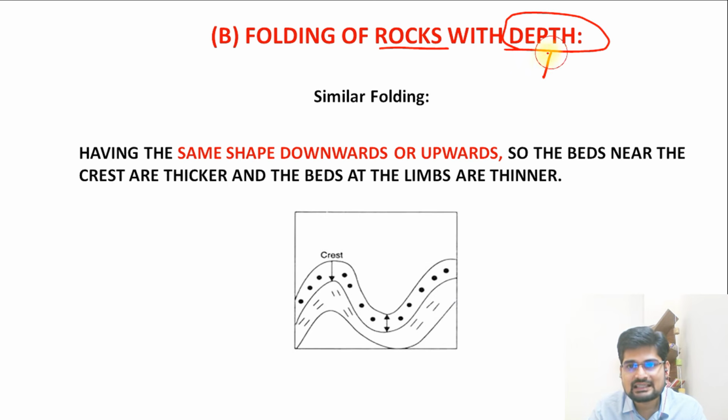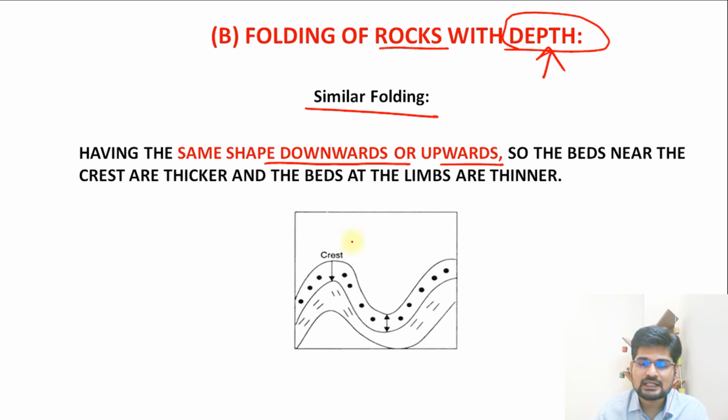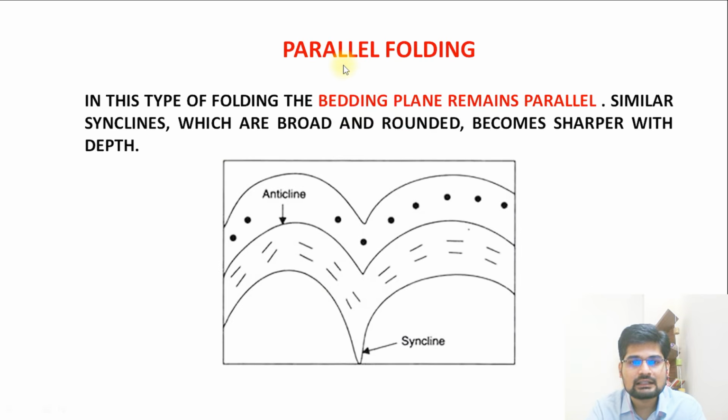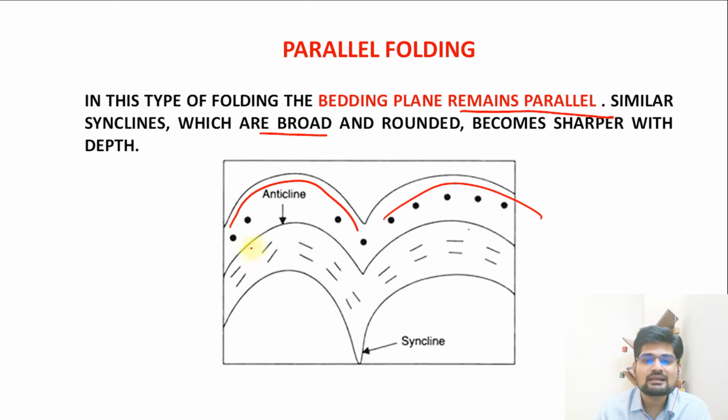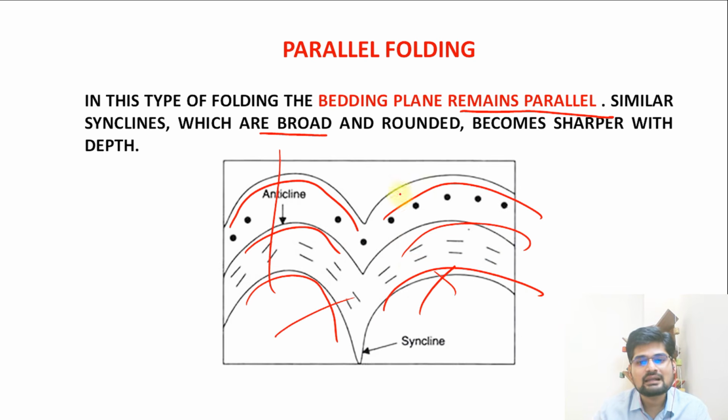Now the next classification is folding of rocks with depth. So it's interesting that the second part is the depth basis. Similar folding: same shape downwards or upwards. Remember this kind of folding? If it is the same shape either upward or downward, then it is called similar folding. That is one type. The next one is called parallel folding. The word itself is parallel. What we observe here is the bedding planes remain parallel. This parallelism between these folded bedding planes is important. So that is parallel, right?